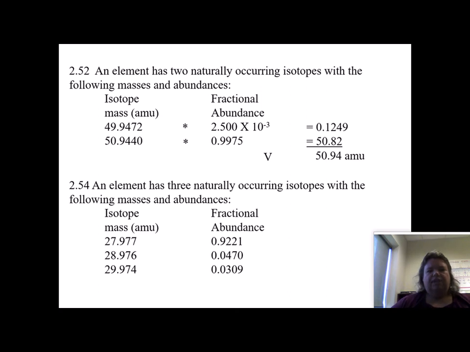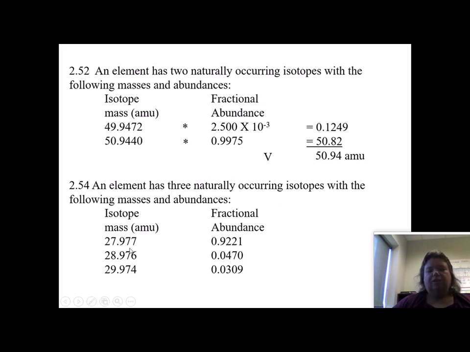Problem 2.54 says an element has 3 naturally occurring isotopes with the following masses. So I have my mass here of 27.977 with a fractional abundance of 0.9221, 28.976 with 0.0470, and 29.974 with a fractional abundance of 0.0309. Again, if these were multiplied by 100, it'd be an abundance of 92.21, 4.70, and 3.09.